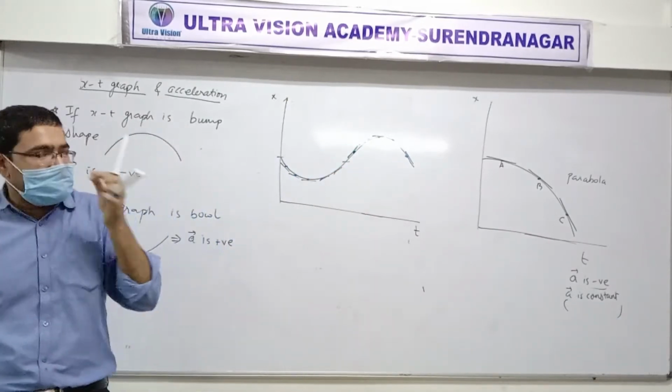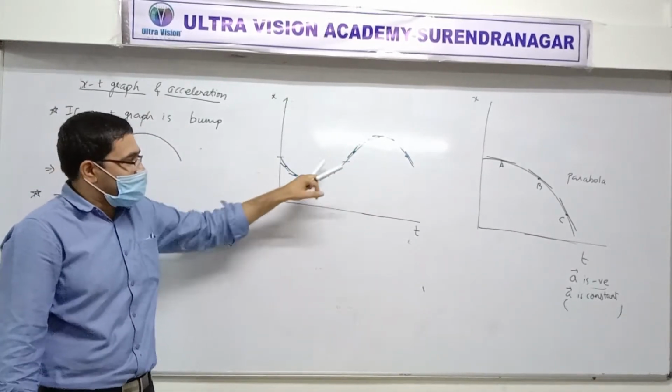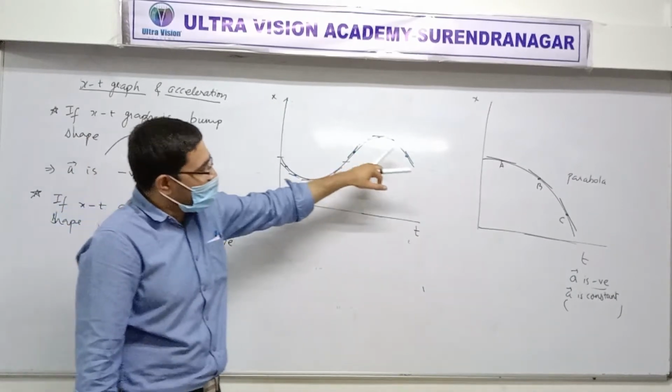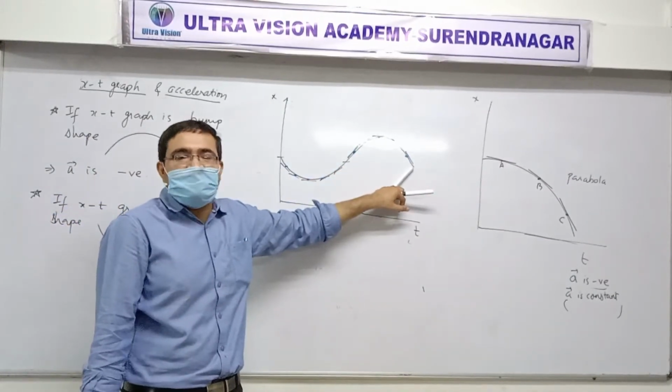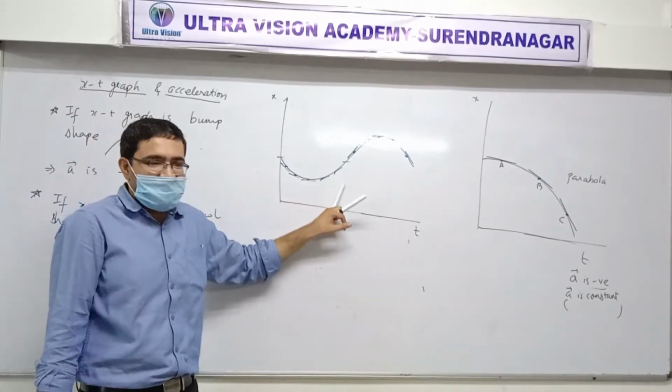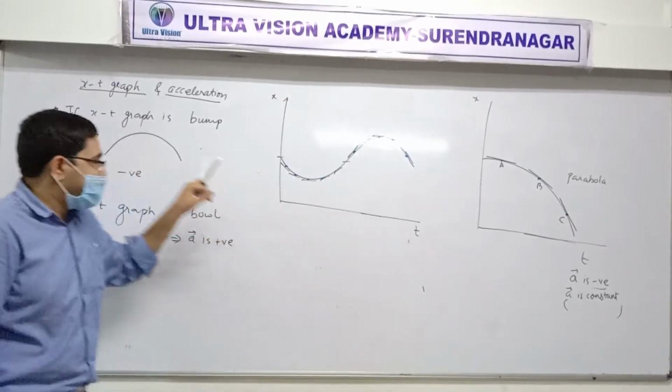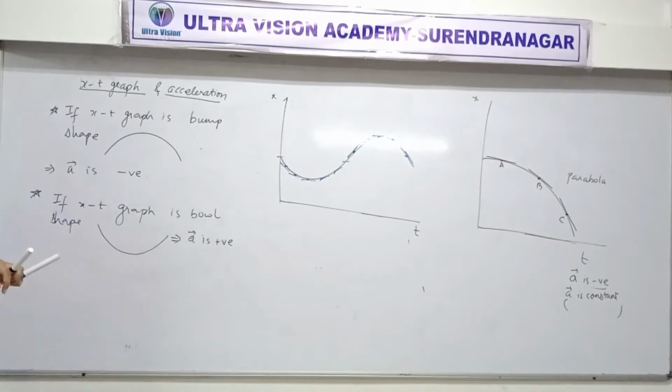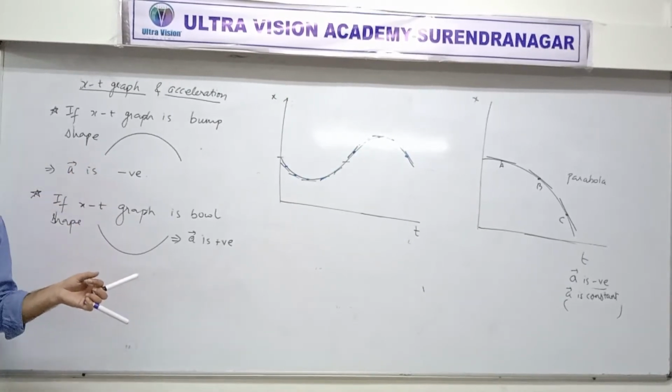So gradually the velocity changes over here. It changes from positive to negative. That means acceleration is negative. And here the velocity changes from negative to positive. That's why acceleration is positive. Bump shape xt graph, then acceleration is negative. Bump shape, bowl shape. Got it completely?